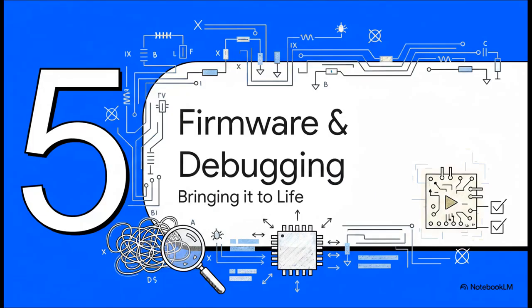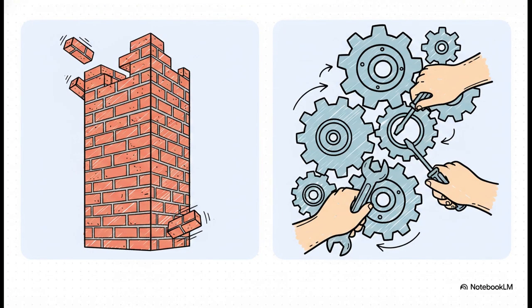Okay, Section 5, Firmware and Hardware Debugging. Your hardware is now physically perfect. So, how do we actually write the code? Well, you've got a major architectural choice to make. You can use the hardware abstraction layer, the HAL. That gives you pre-written functions for rapid development, which is amazing for getting a complex project off the ground fast.